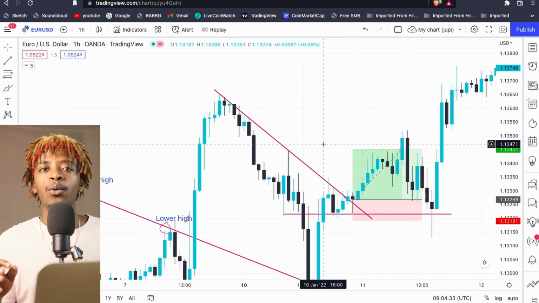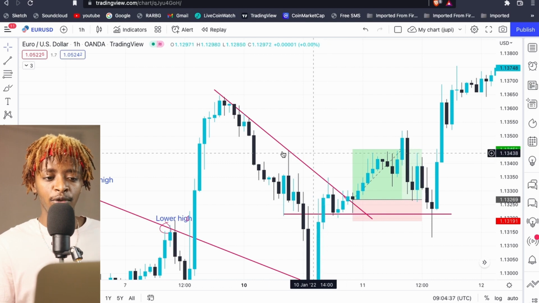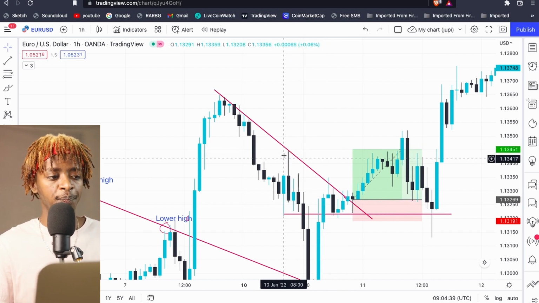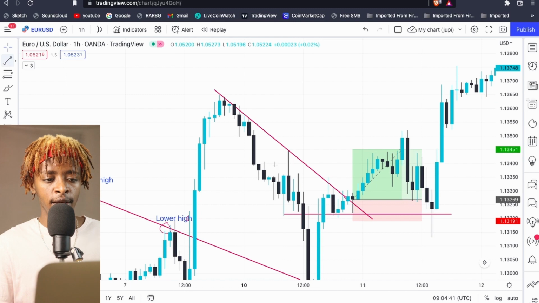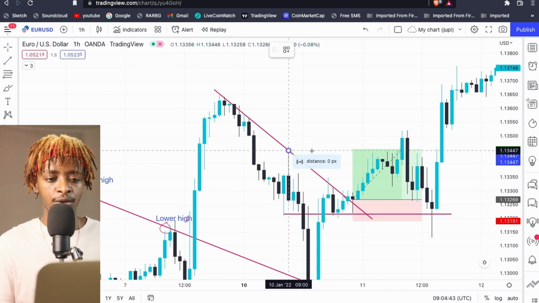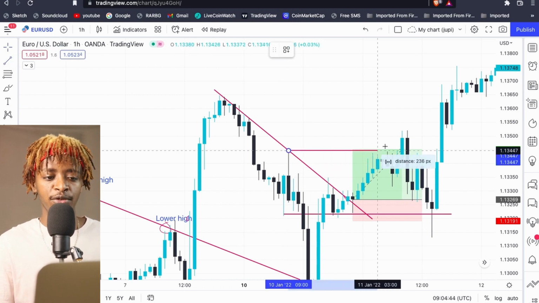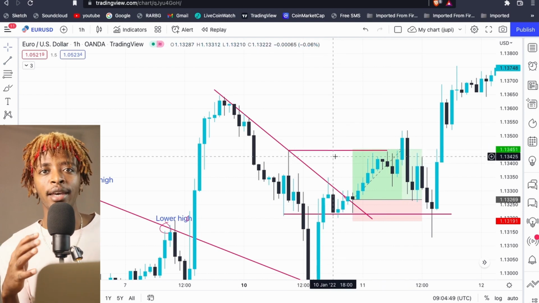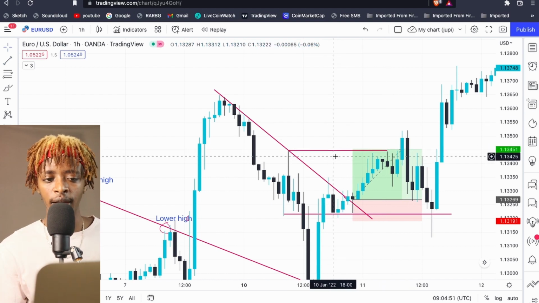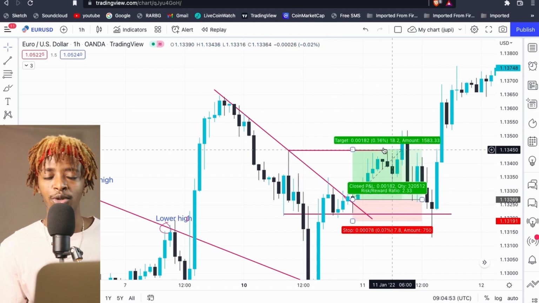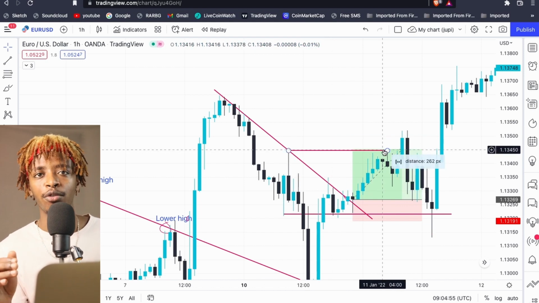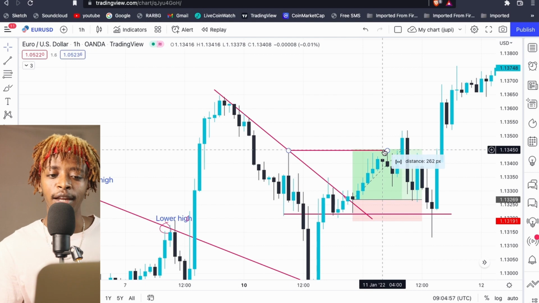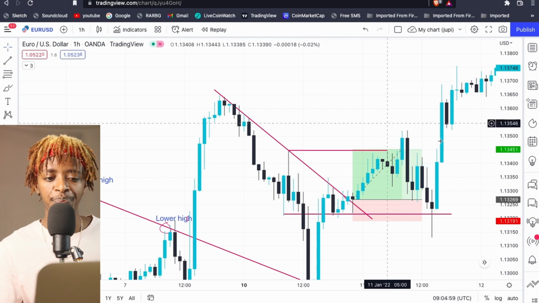So what about the TP? TP will be, you can look for this wick here from the previous level which got rejected from this trend line. You can take profit exactly at that level. So at this level, the market went back up to this wick and got rejected. So since your TP is over there, you take your profit, you go out of the market. Then you wait for another opportunity.